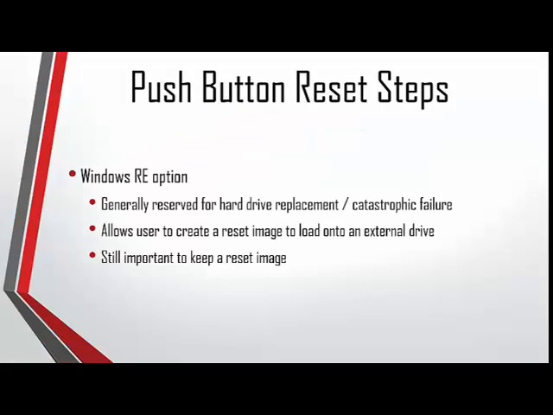The third path is Windows Recovery option, the Windows RE option. This is generally reserved for hard drive replacement or catastrophic failure. So what this does is it allows you to create a reset image and load it onto an external drive, USB drive, CD drive, DVD drive, external hard drive. You can load that reset image onto any one of those things.